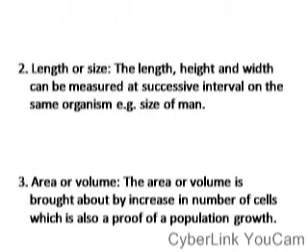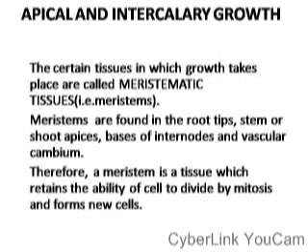I already told you that apical growth is a growth that takes place at the meristems of plants. Then this meristem consists of the apices of terminal buds and tips of roots. I told you that intercalary growth is a growth that occurs uniformly throughout the body of a living organism. Now, the certain tissues in which growth takes place are called meristematic tissues.